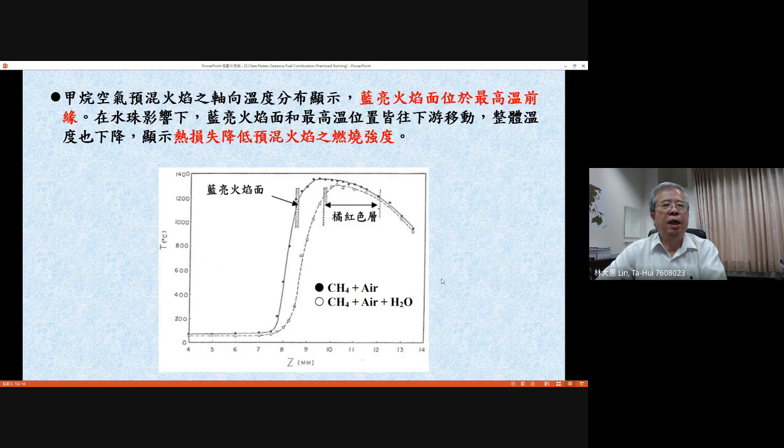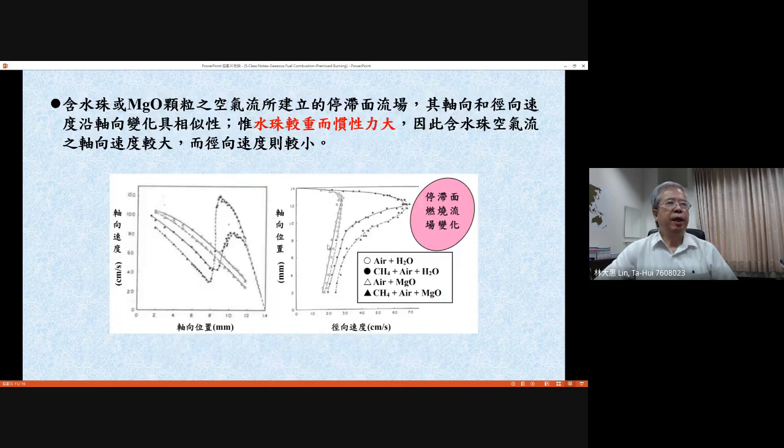Basically, there is heat loss through the water evaporation. This is the first part, where you can see the temperature profile for a given propagating premixed flame. For the next one, we look at the flow velocity. First, we do the measurement for the cold flow.